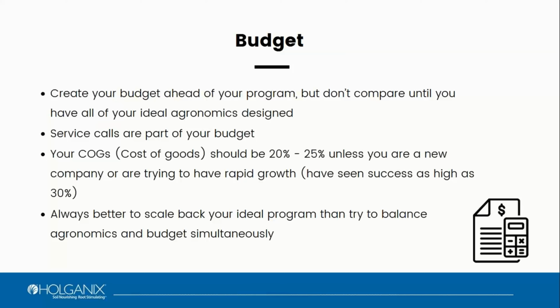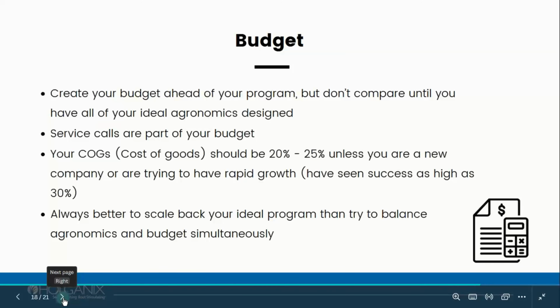To Brian's other point, when you're working on the budget and the agronomic program, you want to do it separately. You don't want to create your agronomic program and your budget at the same time. You want to create your agronomic program and then adjust it based on the budget. If you do them at the same time, you don't typically get what you want. At least if you do your full agronomic program and create the ideal scenario based on all the information you had before, everything we've been going over, this is what the ideal looks like.